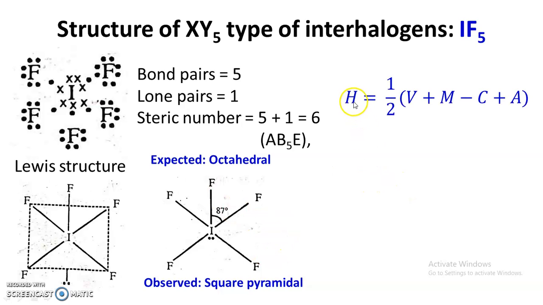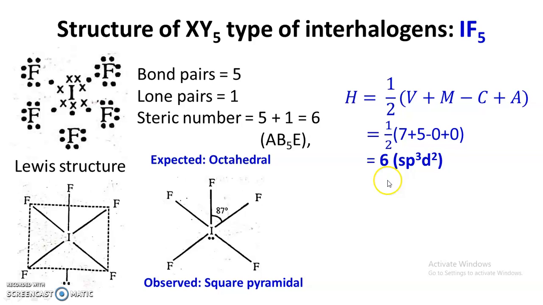Alternative method, H is equal to half V plus M minus C plus A. This is equal to half. Number of valence electrons of iodine 7 and number of monovalent atoms attached to iodine equal to 5. Positive charges are 0, negative charges are 0. So 7 plus 5, that is 12, upon 2, that is 6. So H is equal to 6 means number of hybrid orbitals are equal to 6, and therefore hybridization is sp3d2, and for sp3d2 hybridization the characteristic geometry is octahedral.